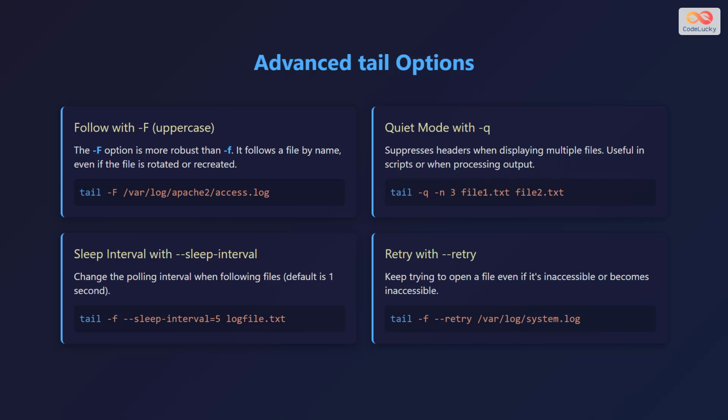Finally, there is the --retry option. This option makes tail keep trying to open a file, even if it's inaccessible or becomes inaccessible. For example, tail -f --retry /var/log/system.log.